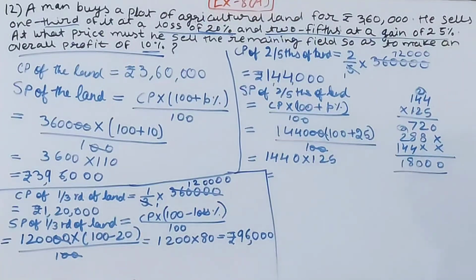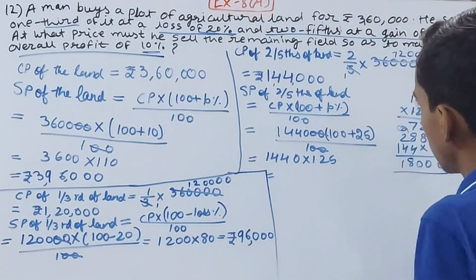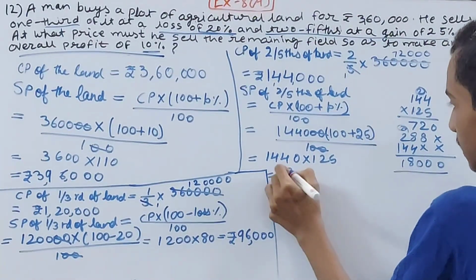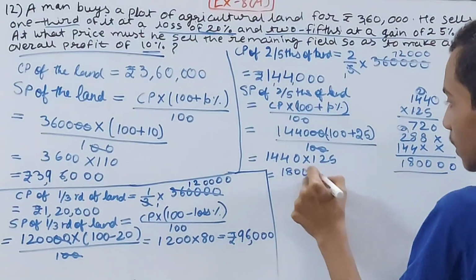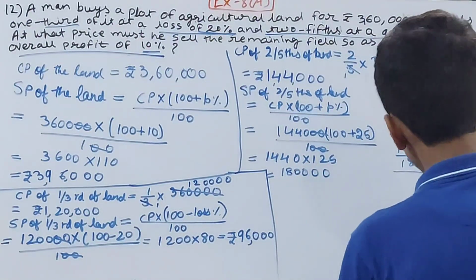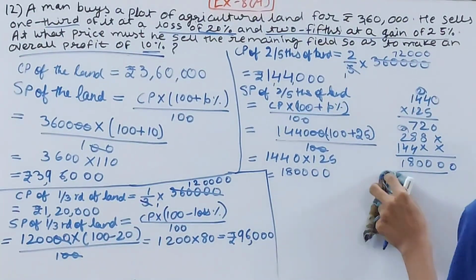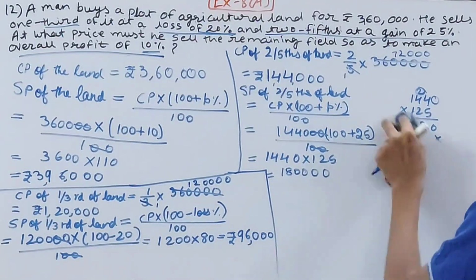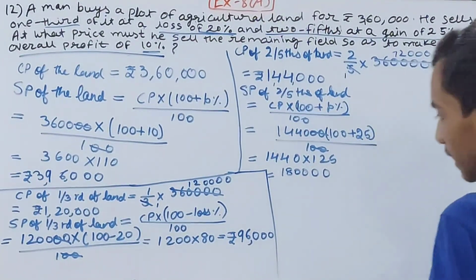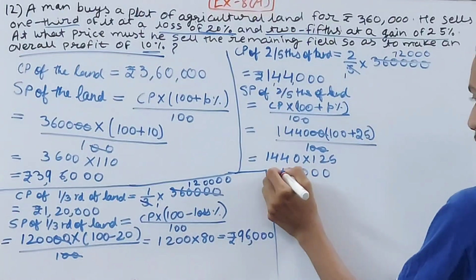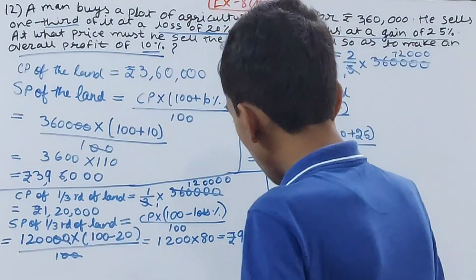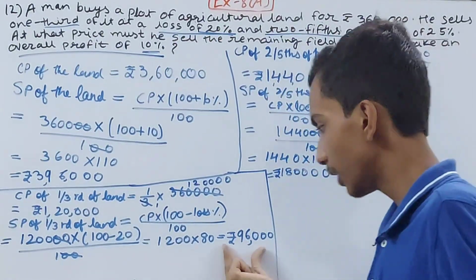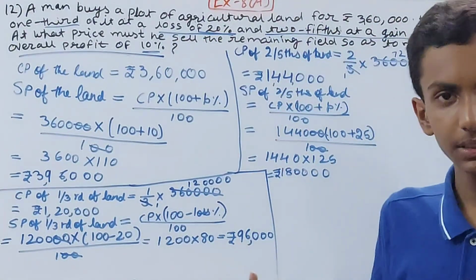So the selling price of this land is what? Let's see, not 18,000, sorry, here you will put one more zero, right? 14400, you can put the 0. So 1,80,000 will be the selling price of the article. Okay, now we can erase this. So 1,80,000 is the selling price of 2/5 of the land. And what here we got as the selling price of 1/3 of the land, rupees 96,000.